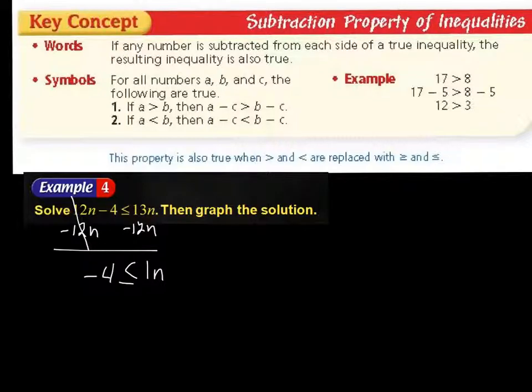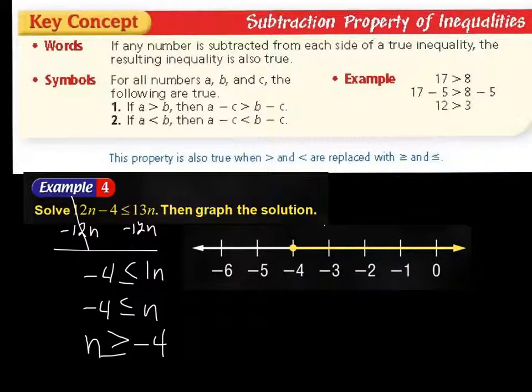So 1 times anything's itself, that'd be the same as negative 4 is less than or equal to n, which would be the same as n is greater than or equal to negative 4. Can you see what happened? There was a negative 4 at the small side of the inequality, and it still is here. There was an n at the big side of the inequality, and it still is here. Those are equivalent statements, just nicer for graphing. So we want to put a closed dot on negative 4 because it can equal that, and it is greater than, so the arrow goes to the right.